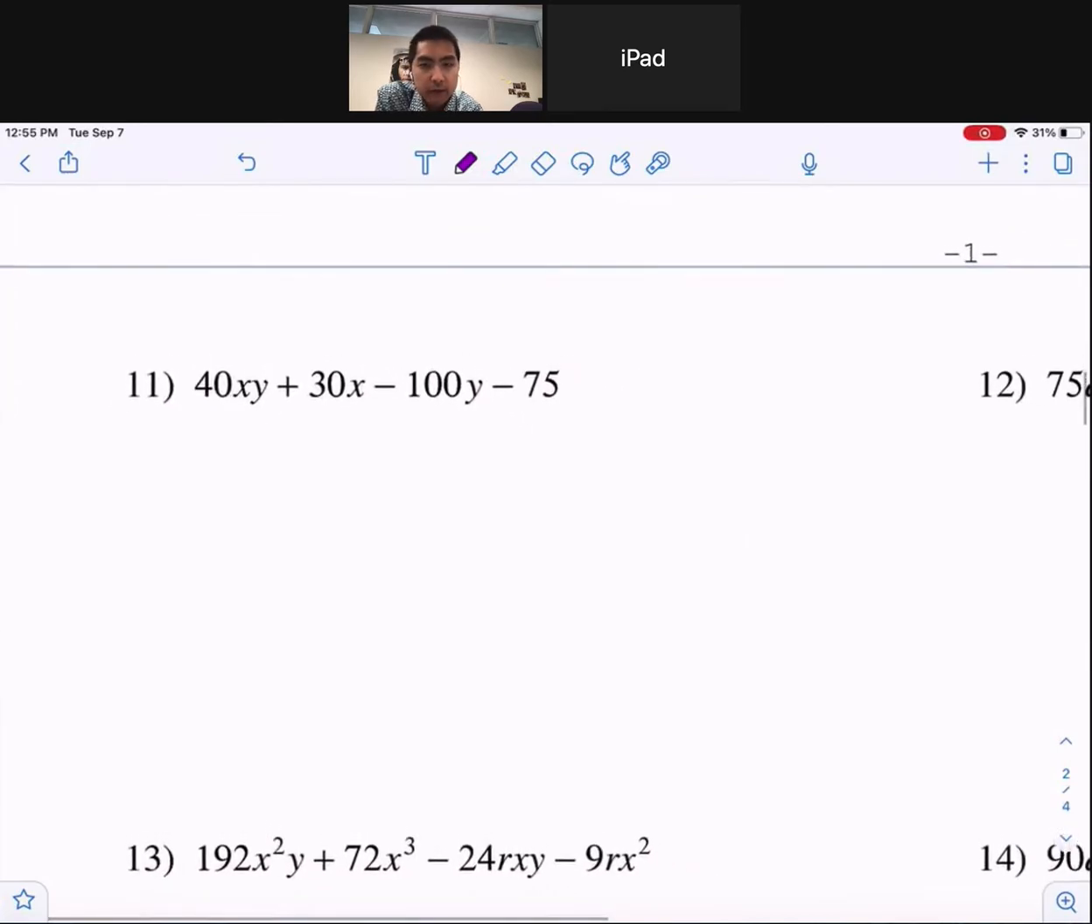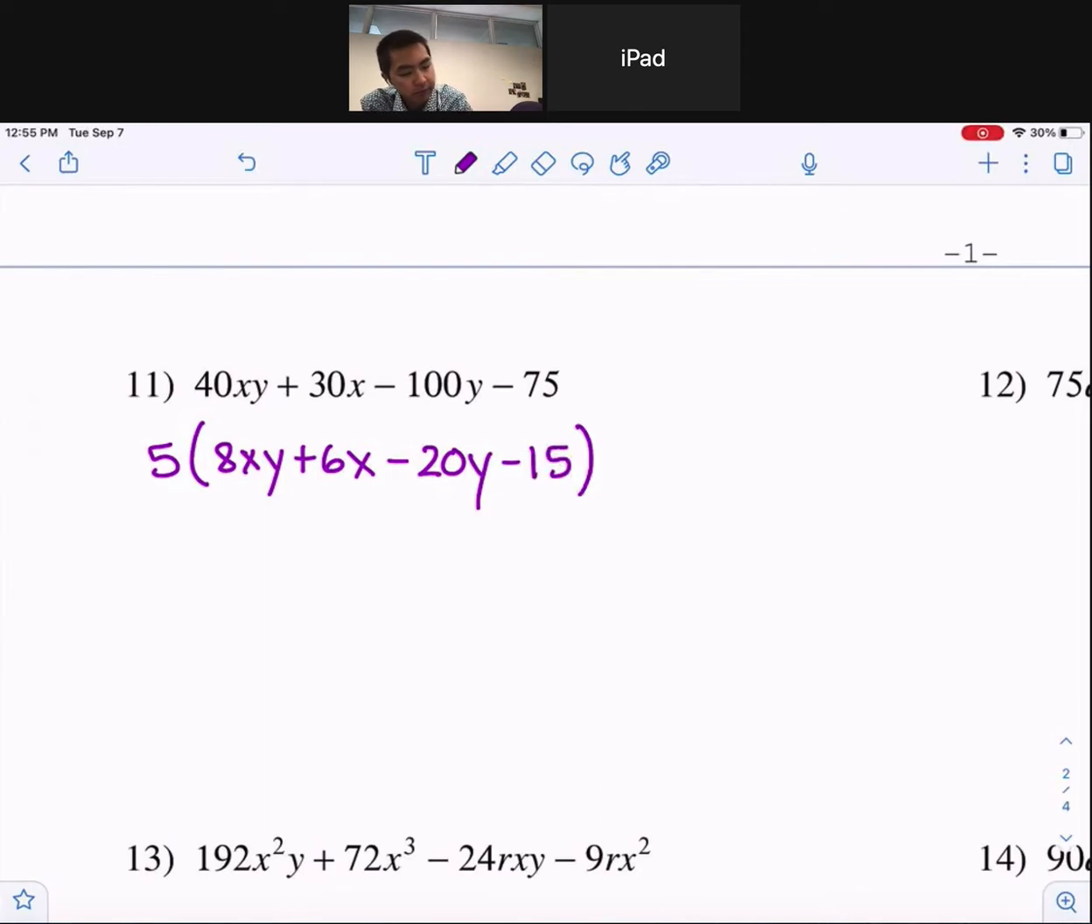So for number 11, you can factor out a 5 from each term. 40 divided by 5, 8xy. 30 divided by 5, plus 6x. Negative 100 divided by 5, minus 20y. Negative 75 divided by 5, negative 15. I'm going to drop my 5 lower.